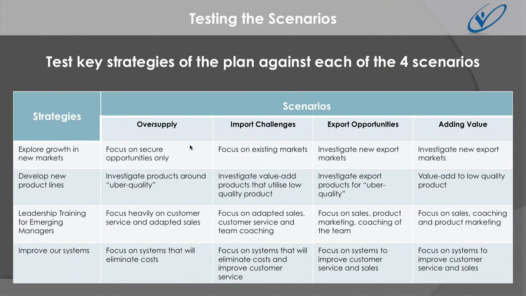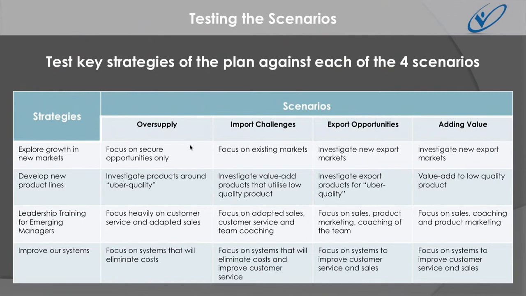Just as a contrast then, where we had import challenges: the Australian dollar was high, but we had poor seasonal conditions, which led to reduced supply, variable quality product in the market, bigger export challenges, imports are still very competitive, and strong downward pressure on price. We thought we should focus on existing markets, investigate value-added products that utilise low quality product, again focus on adapted sales, customer service, and probably coaching our team to handle a far more pressurised environment, and focus on systems that will eliminate costs and improve customer service. So we've started to modify our scenarios.